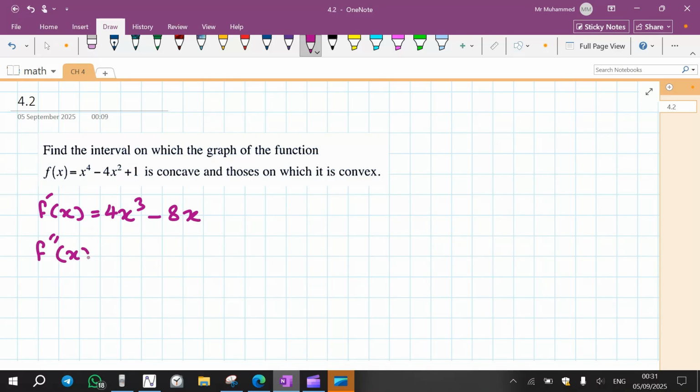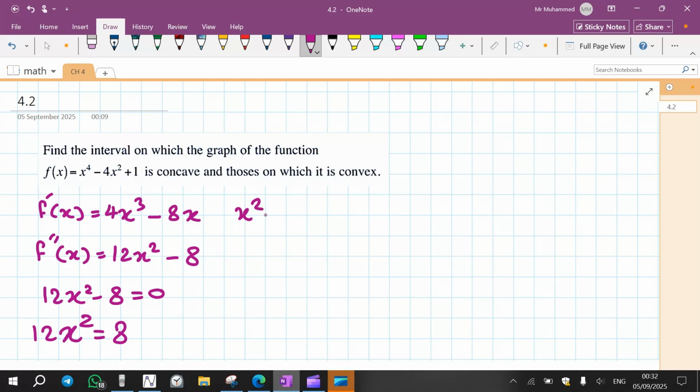The second derivative is equal to 12x squared minus 8. Now I need to solve second derivative equals 0. 12x squared minus 8 equals 0. To solve this, I can send 8 to the other side. 12x squared equals positive 8. Now divide by 12, divide by 12. X squared is equal to 8 divided by 12. 8 divided by 12 can be simplified to 4 over 6, which is 2 over 3.